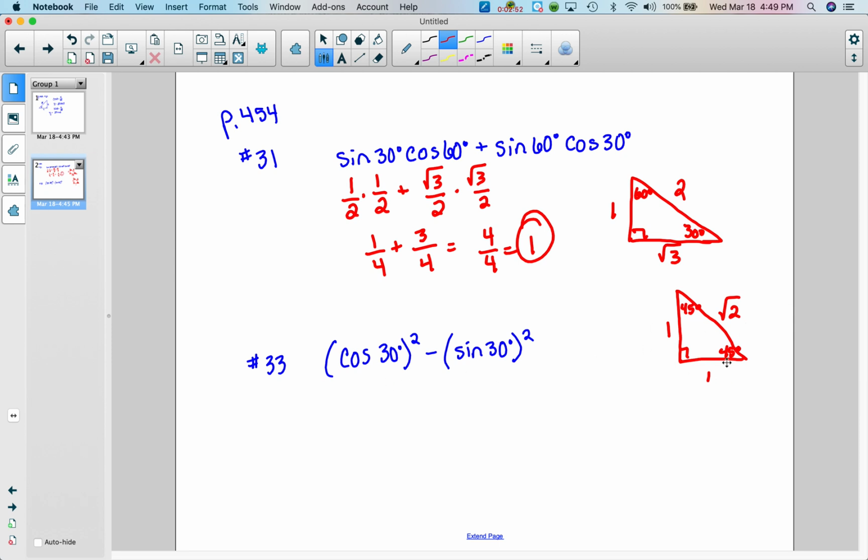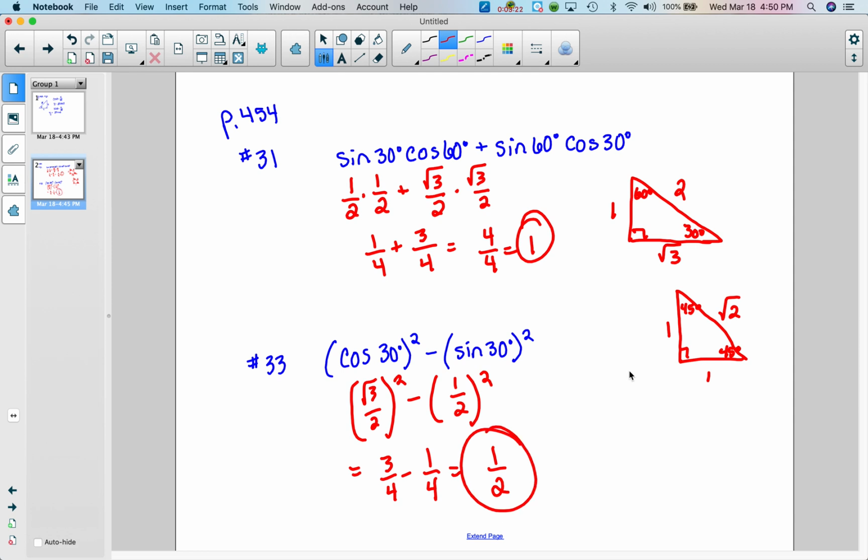Down here, cosine of 30 degrees. Oh, we're not even using the 45, 45, 90, but you might have some that you do. Cosine of 30 degrees is square root of 3 over 2, but we're squaring that. And sine of 30 degrees, opposite over hypotenuse, is 1/2, and we're squaring that. So when we square the square root of 3, we get 3. 3/4 minus 1/4 is 2/4, which is 1/2. And that's your answer. So that's how you do those last few problems from the assignment.